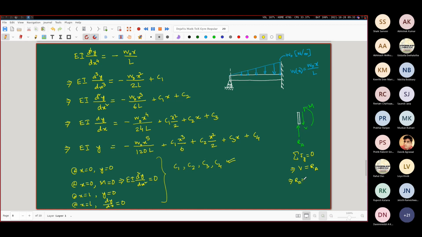So RA is going to be equal to EI d cube y dx cube in the limit x equal to 0. Okay, so this is at x equal to 0. If you set x equal to 0 here, this becomes 0, and all you have is this C1. But please note that we have already determined the actual value of C1, so it will be something, okay?